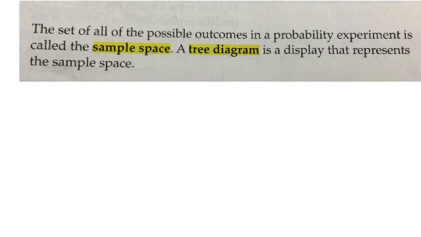So if I ask you how many possible outcomes are there when I flip a coin, you would say there are 2. But if I ask you for the sample space, that is the set of all possible outcomes in a probability experiment. So the sample space of flipping a coin would be heads and tails. We know there are 2 outcomes, but actually listing what they are is the sample space.